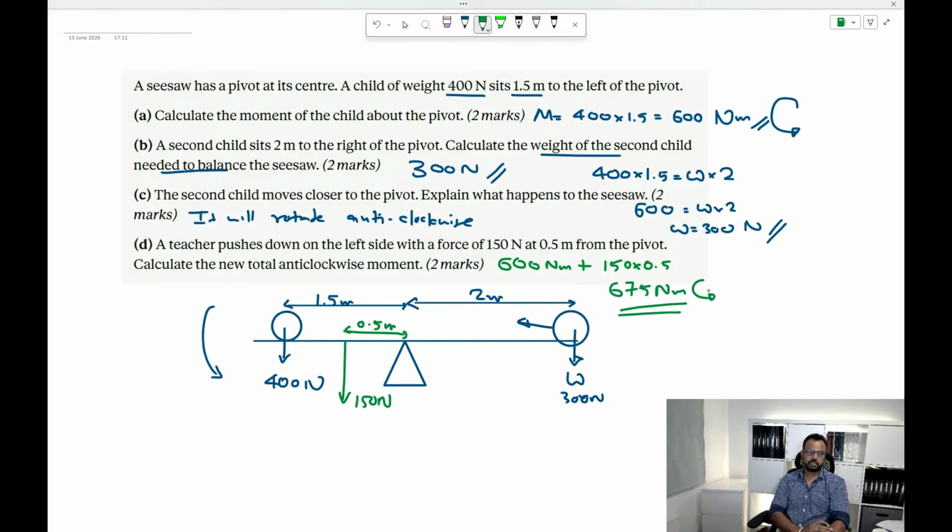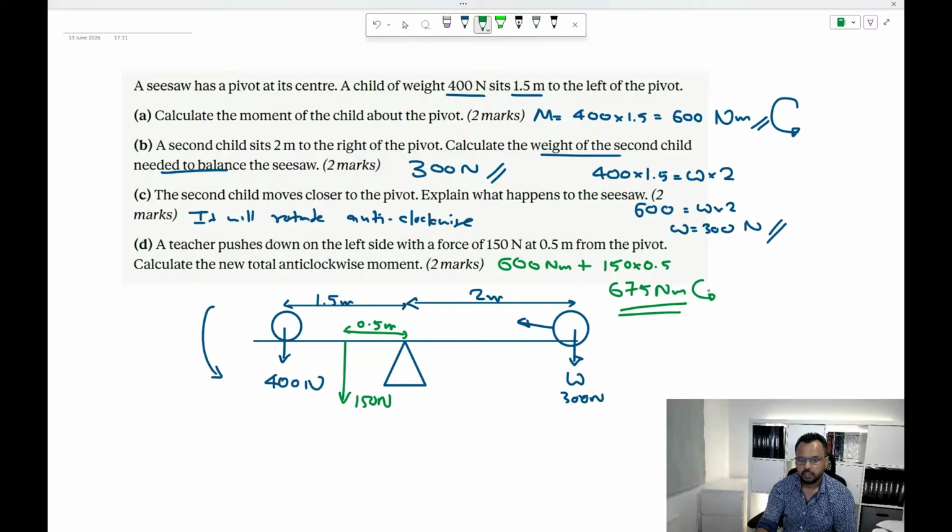Done. Understood, guys? Yeah? Because, which one are you referring to, Nanika? Which part? B, C, which one? Are you referring to part C?